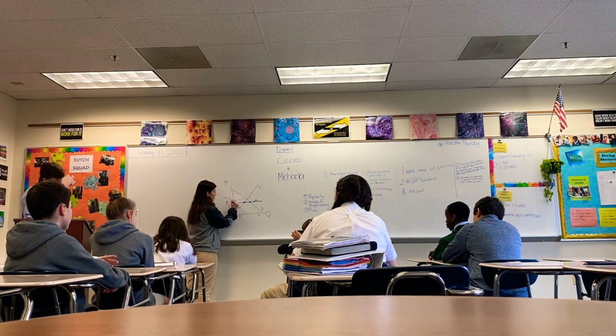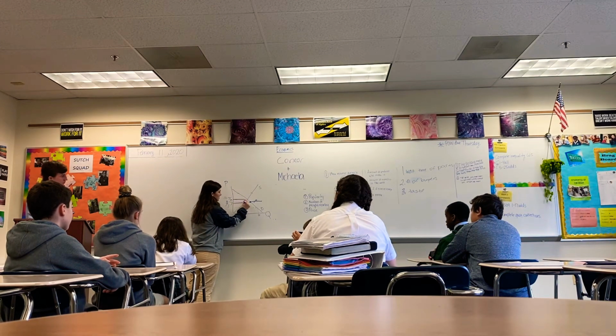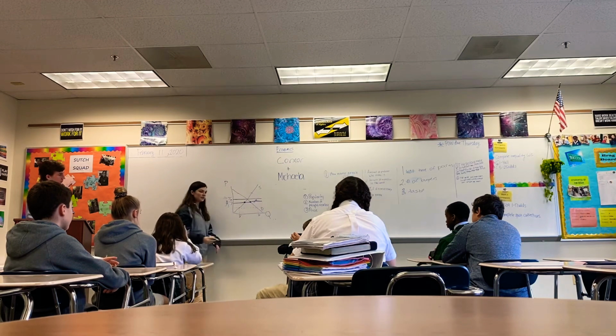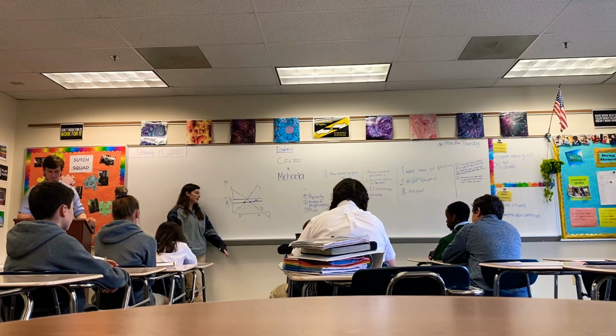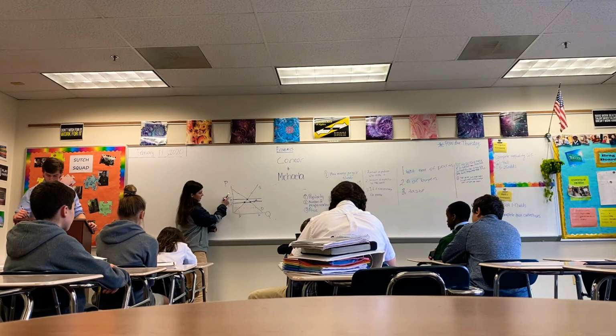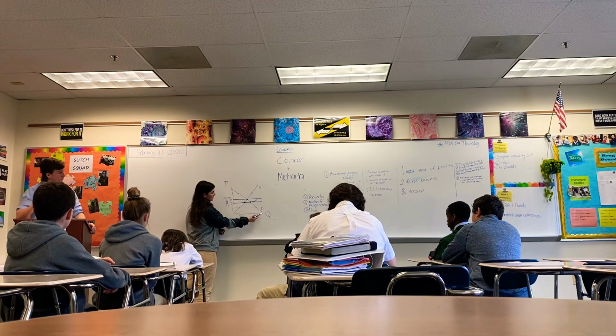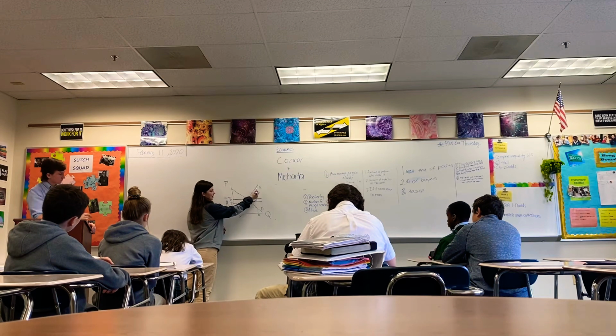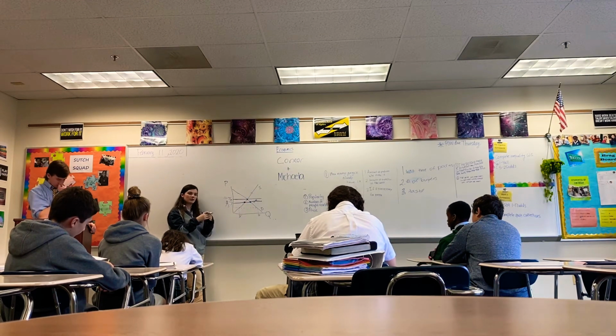The reason that the price at equilibrium is the price that both buyers and sellers agree on is because, as you can see, where the price hits the demand curve and where the price hits the supply curve, they're the same number. So they agree on the same price.